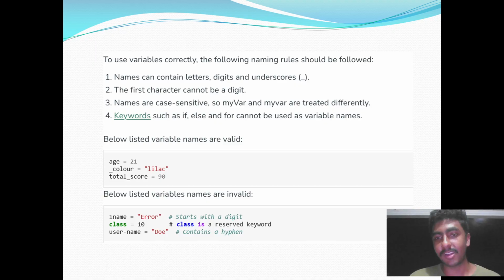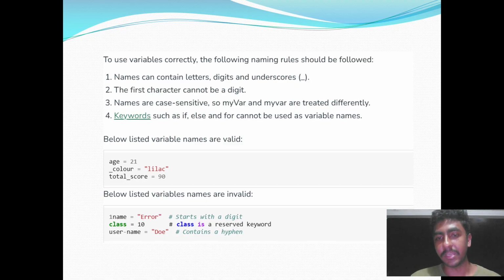Variable names must start with a letter or underscore. They cannot start with a number. Only letters, digits, and underscores are allowed. Variable names are case sensitive. Keywords cannot be used as variable names. Always choose meaningful names. These simple rules will help you avoid many common programming mistakes.